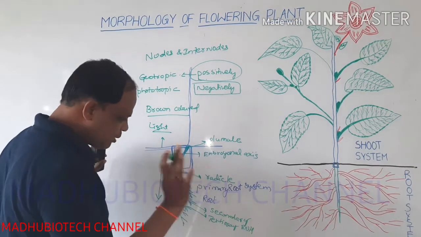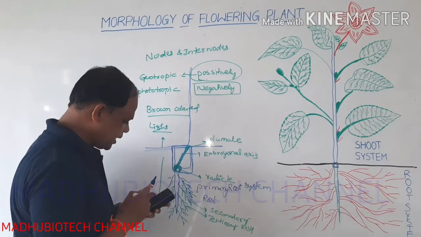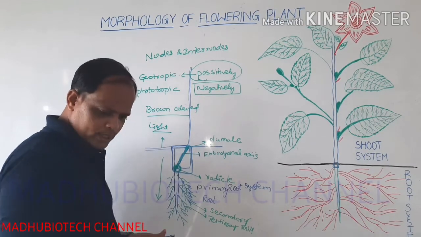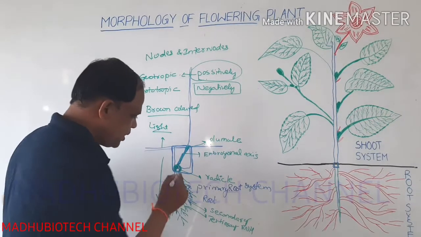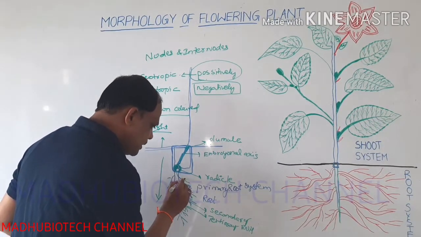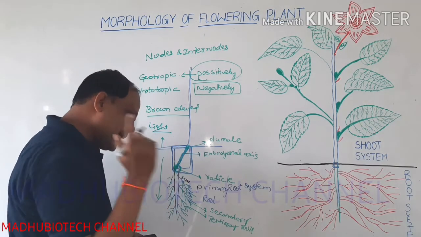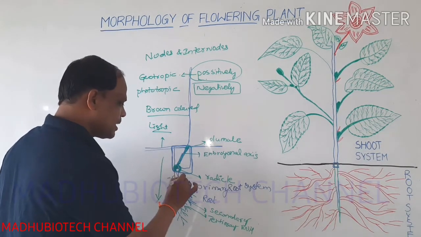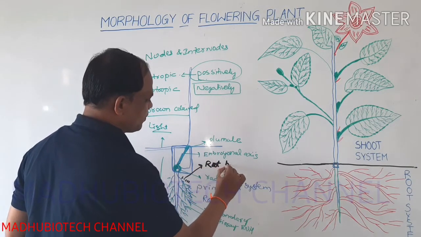One more point: lastly there are the tertiary roots. Each and every tertiary root can develop small hair-like structures. Those structures are called root hairs.